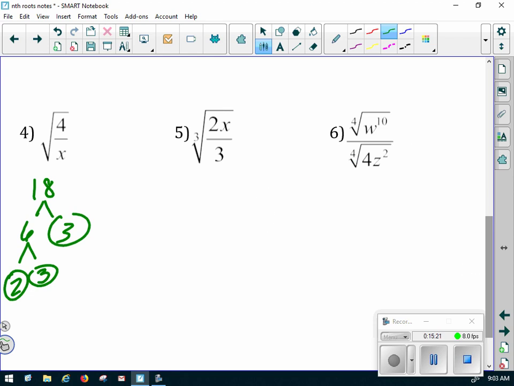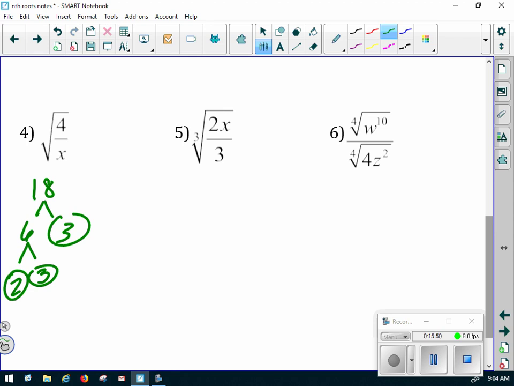All right, number 6. What are we looking for? Quadruplets. Well, mercy. Is there anything I can simplify at this point? Can I simplify the 4th root of w to the 10th? Does that have any quads?